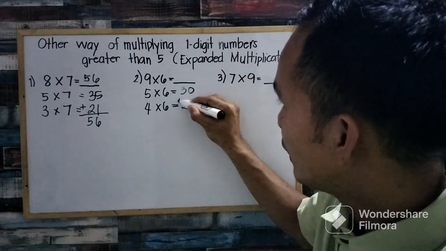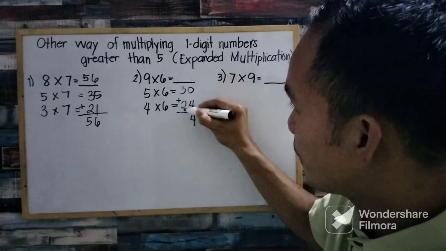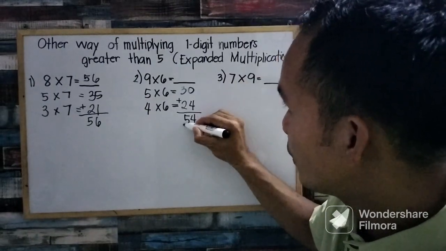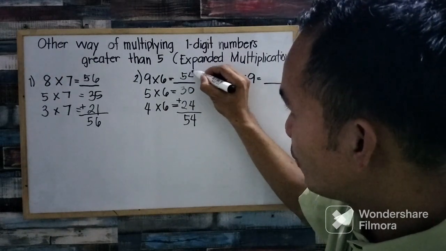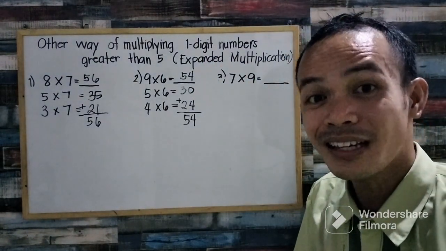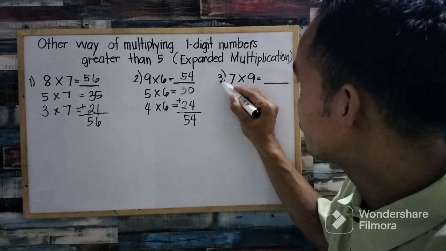And then, i-add natin yan. 0 plus 4, that is 4. 3 plus 2, that is 5. So 9 times 6, that is equal to 54. Alright? Ganun lang kasimple. And now, let's proceed to the last one.